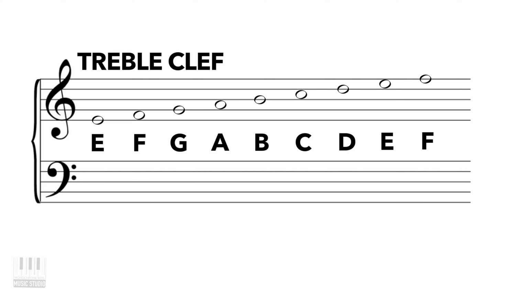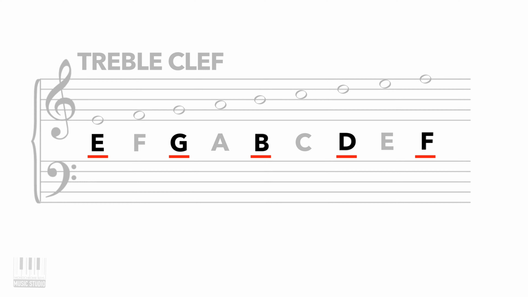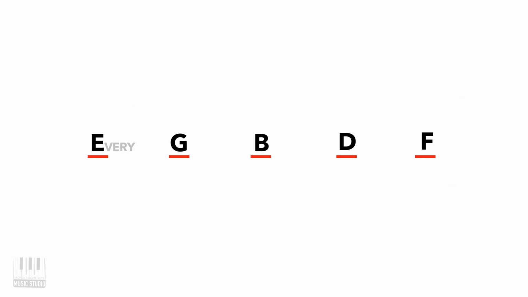Now obviously nobody really likes memory work, so we have some tricks we can use to remember where these notes go. If you notice the line notes, the first one is an E, the second is a G, the third is a B, the fourth is a D, and the last one is an F. And if we take these letters to make a sentence, it makes the sentence, "Every good boy deserves fun."